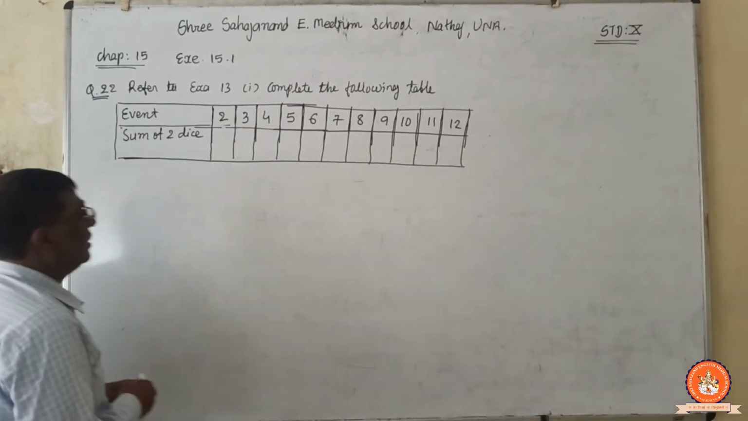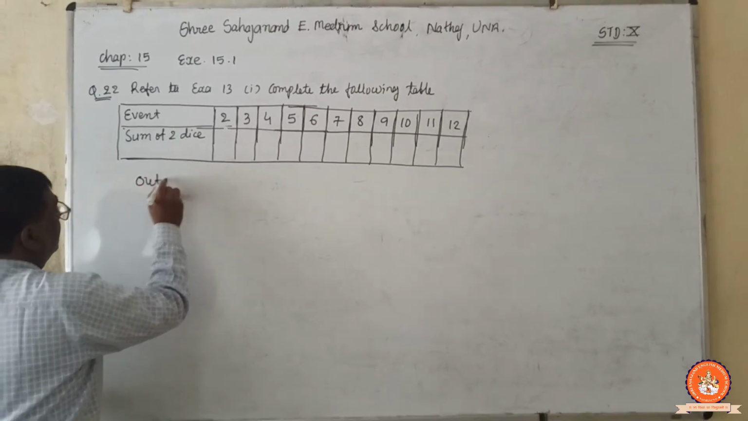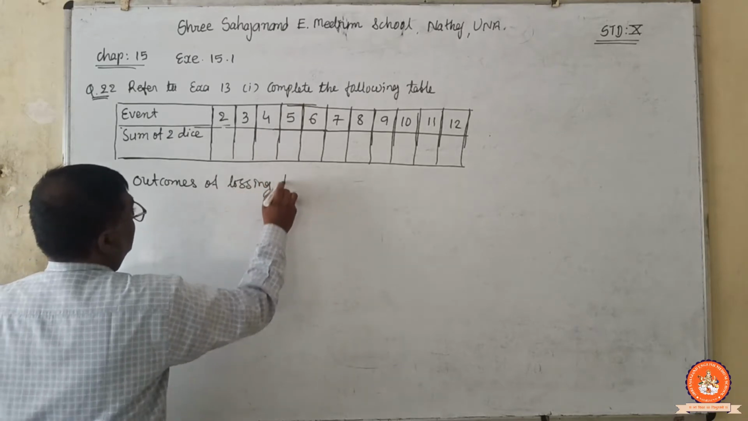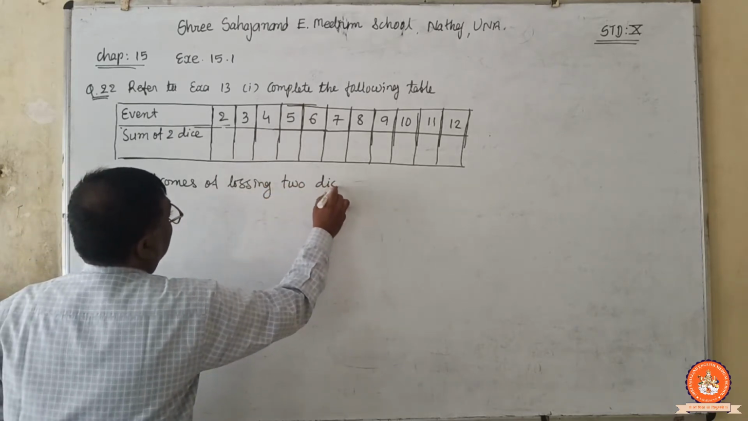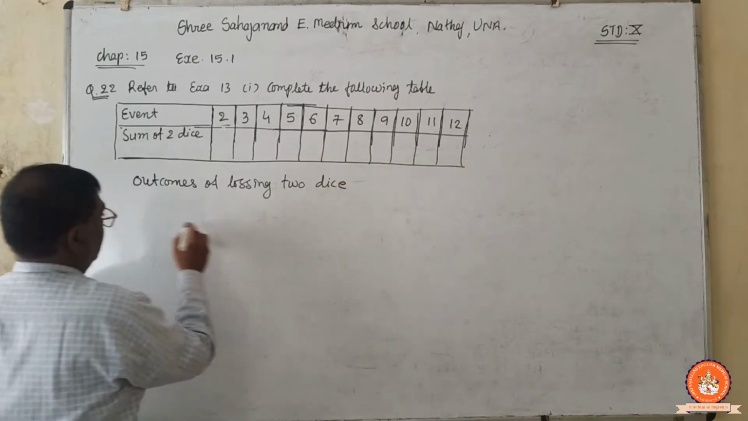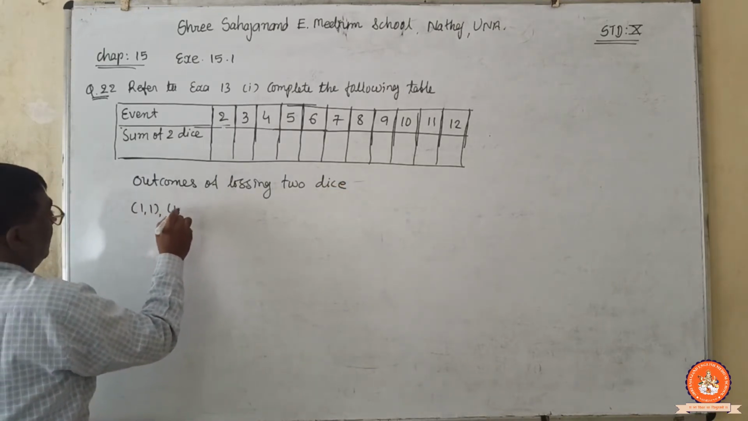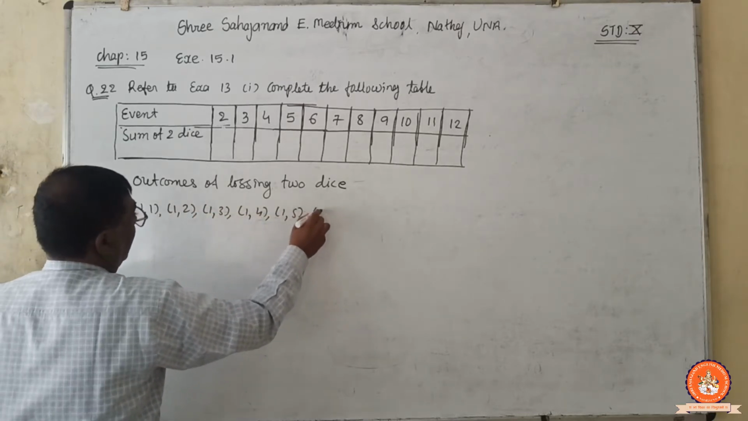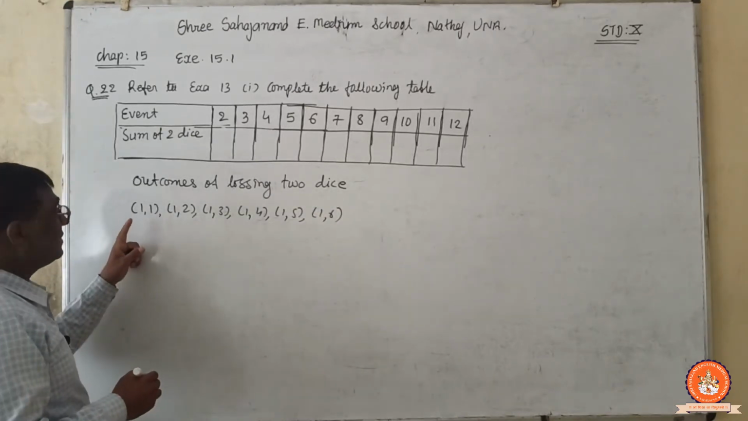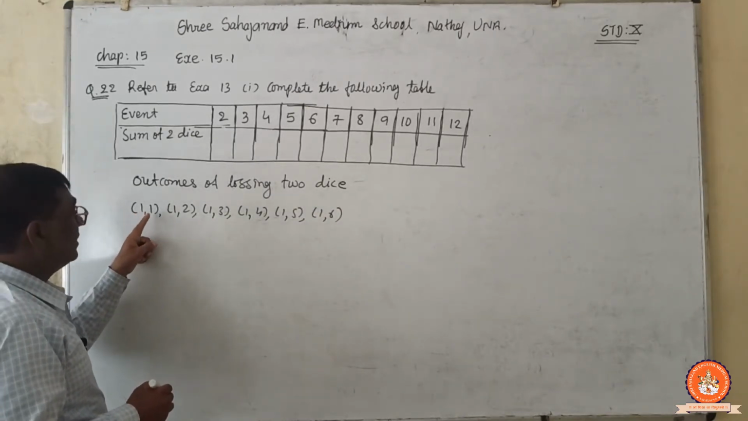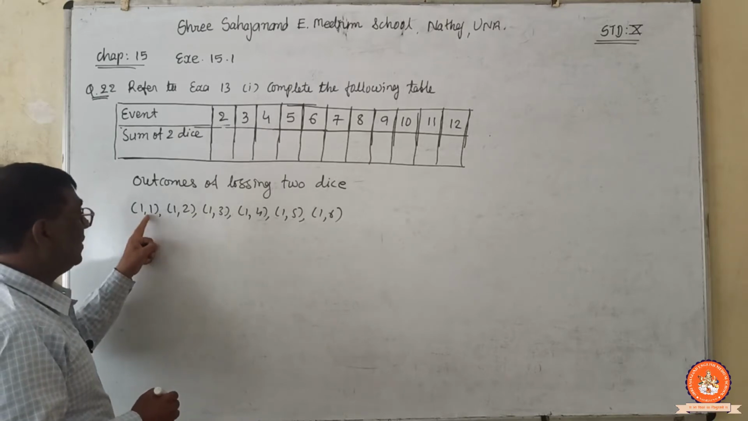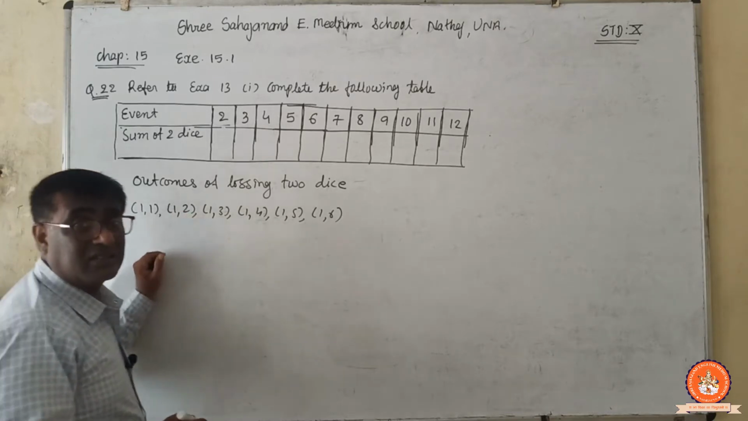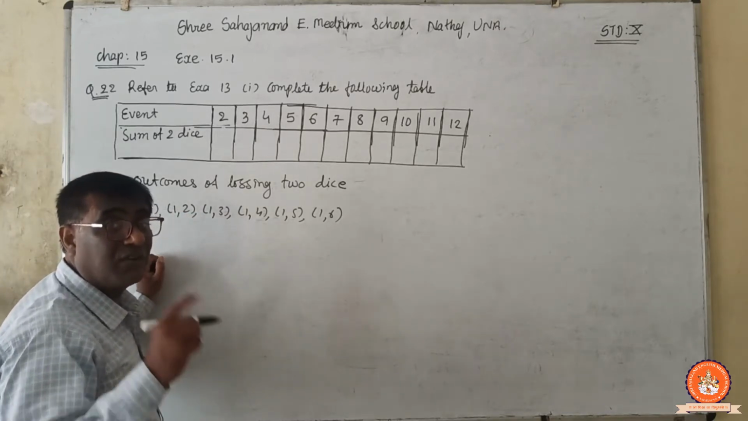Now let us write outcomes of tossing two dice. Okay, so it's 1 1, 1 2, 1 3, 1 4, 1 5, 1 6. You know that in the first die we get 1, and the second die we get 1 also. So 1 1. On the first die it is 1, on the second die it is 2. Okay, there are 6 outcomes of tossing one die.